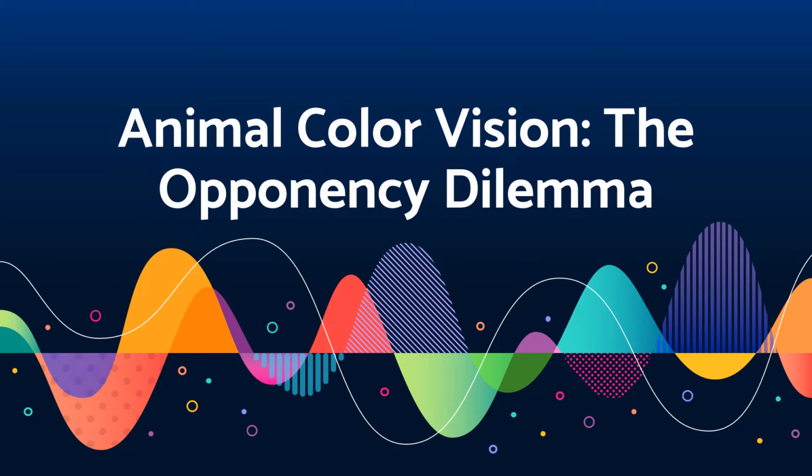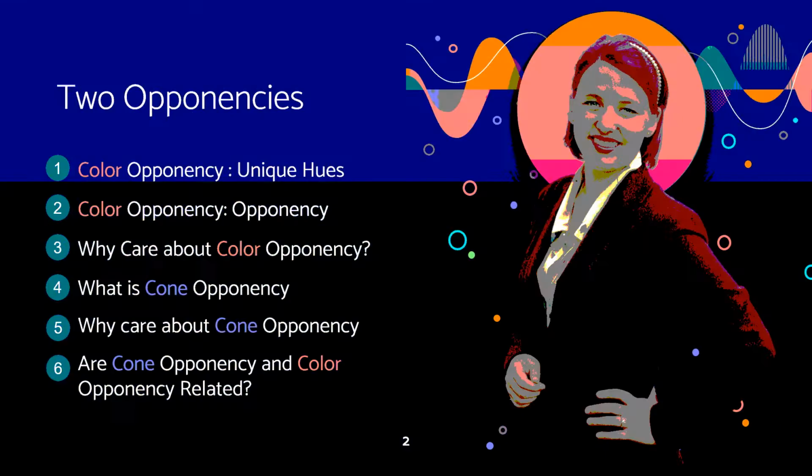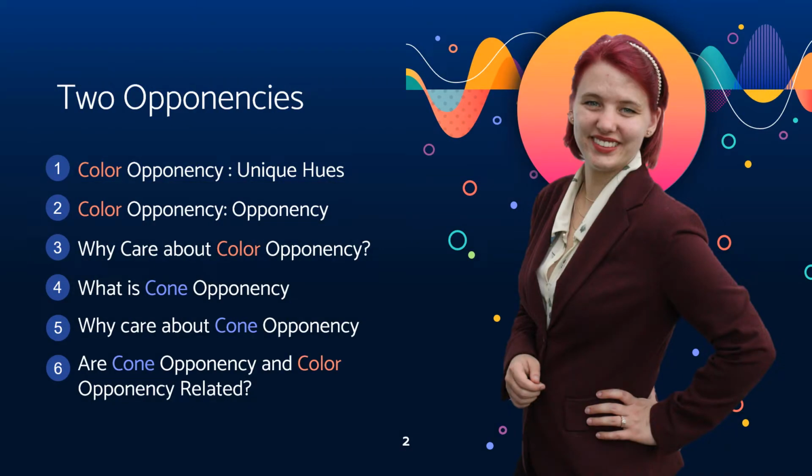Animal color vision, the opponency dilemma. My name is Carlay Latour, and I'm here to talk to you about the two kinds of opponencies you're likely to hear about in discussions of color vision. These are color opponency and cone opponency, and we'll also be talking about how they might be related.